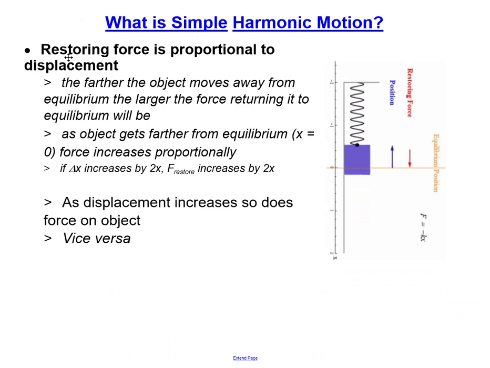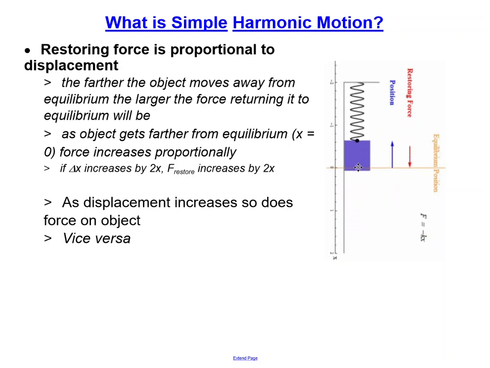Something we need to understand is that the restoring force is proportional to displacement. So displacement is just how far away it is, right? It's a little more than that, but for now we can leave it as just how far away. So restoring force is proportional to displacement. Proportional means when one gets bigger, so does the other. So as it gets farther and farther away from equilibrium, we can also see this restoring force arrow getting bigger and bigger.